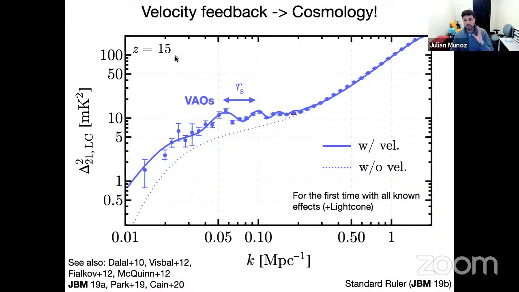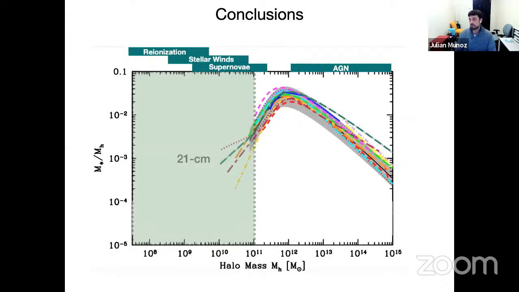And I want to point out that in this paper that we just finished, for the first time, we included all nodes and effects, including the actual light cone in the evolution of the signal, and the wiggles are still there. So I'll just summarize with conclusions that this has been a really fun conference to go to.